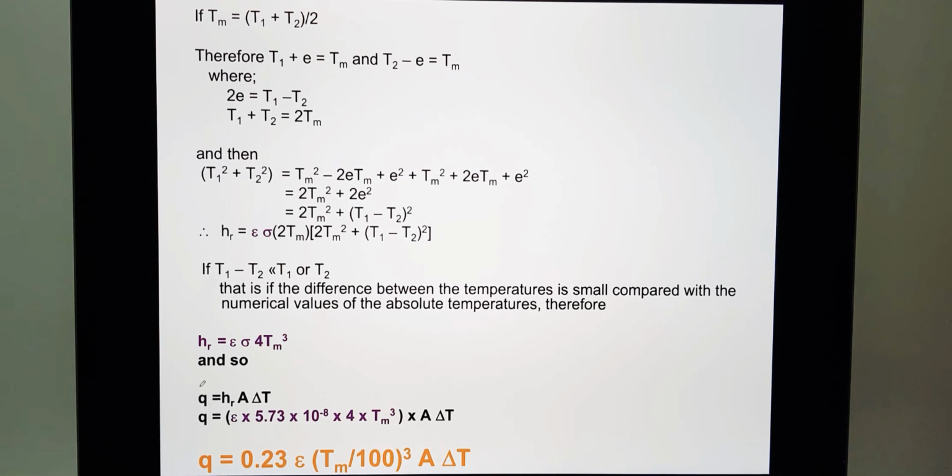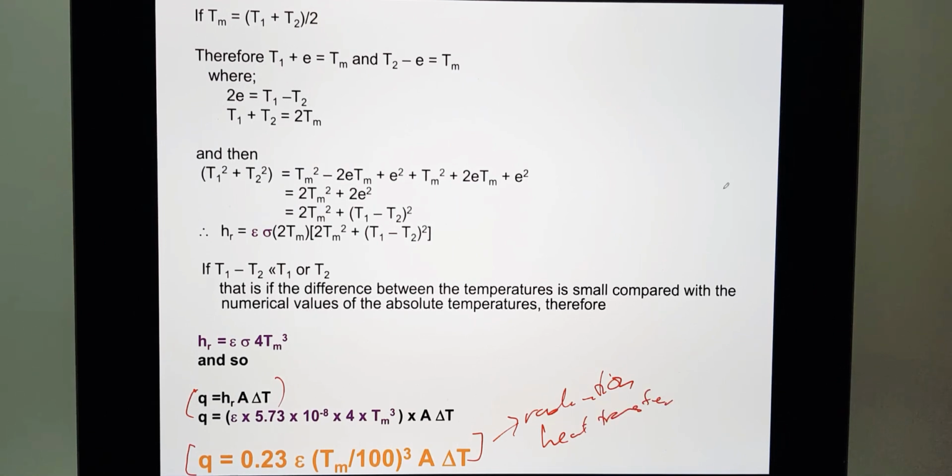Another equation that is worthy for you to know is, when you want to calculate the value of Q equals H R A delta T, it can also be represented by Q equals 0.23 times epsilon times (Tm over 100) to the power of 3 times A delta T. So this one is meant for heat transfer by radiation, the third mechanism of heat transfer.